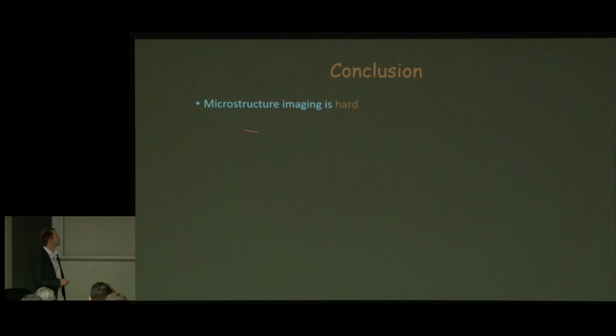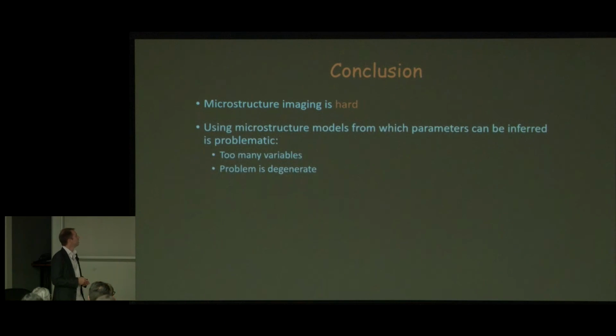So to conclude, microstructure imaging is, I think, incredibly hard. I think the models that have been used are really looking for a needle in the haystack, because with models where you have a parametric representation of the microstructure and then you want to infer these parameters, there's too many variables. It's a degenerate problem. Different people model the microstructure in different ways from the same data, and they get very good fits to the data, but it's a completely different interpretation of the data. It's a very degenerate problem.